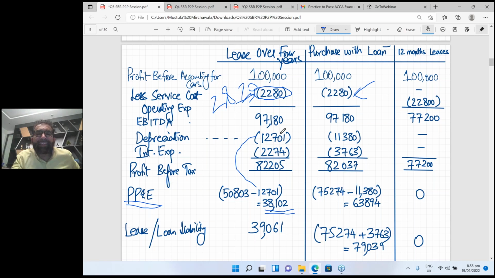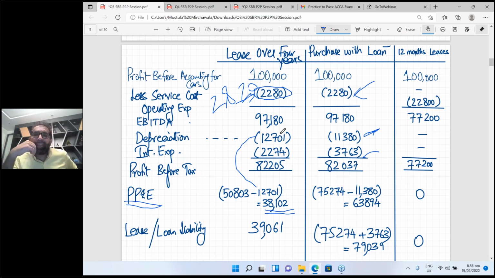Now let's start deducting the two things. The first is depreciation, and this is the interest. 3763 is the interest. Sir, how did you calculate the interest? All of you, please take out your calculator. Write 75274 multiplied by 5%. So now your profit before tax is 82037.